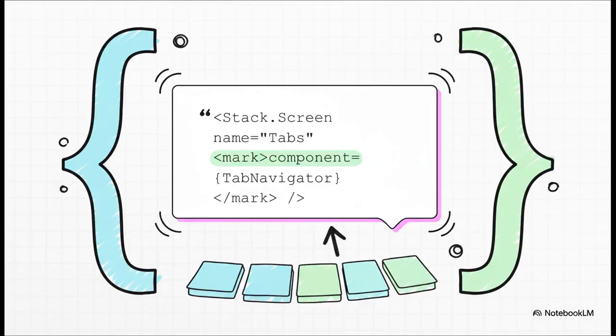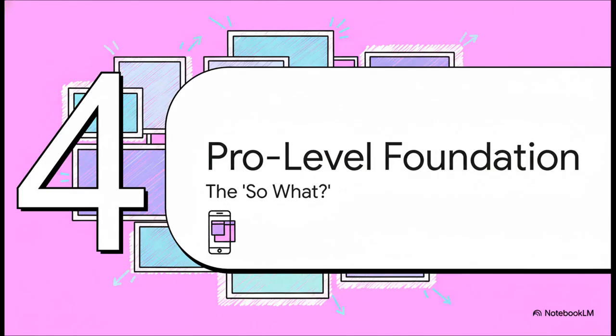Now this, right here, this is the magic trick. This is the aha moment of nesting. Back in our main appnavigator.js file, we just add a new stack.screen. But look closely. Instead of giving it a normal screen as its component, we're passing in our entire tab navigator component. The whole tab system basically becomes the first and primary screen of our application. Pretty cool, right? Okay, so let's move on to the final section and talk about the so what.